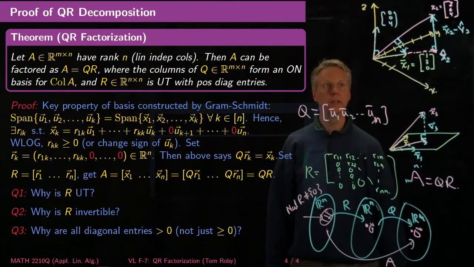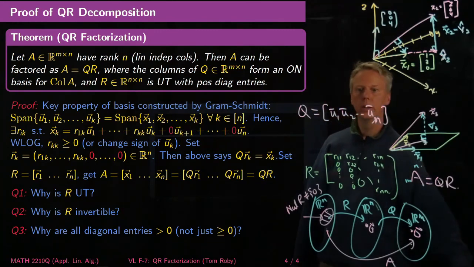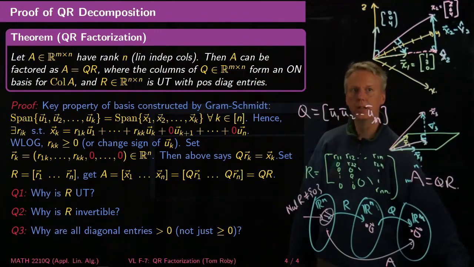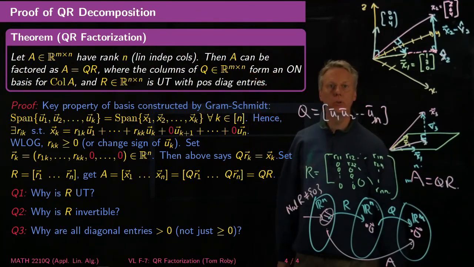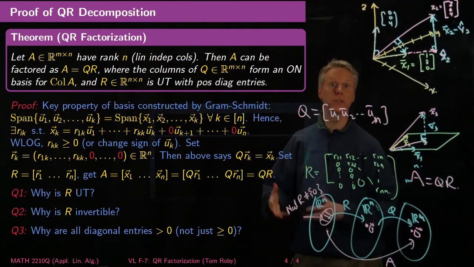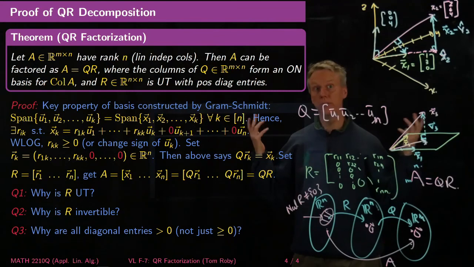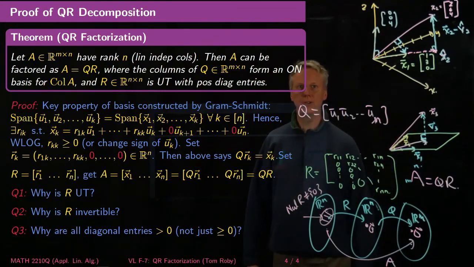And I think that's it for QR factorization. It's just a nice way of thinking about Gram-Schmidt, but it does have applications where you use the QR decomposition of a matrix to do certain kinds of computations involving, for example, least squares, which we're going to get to soon. So that's it. Thank you for your kind attention.